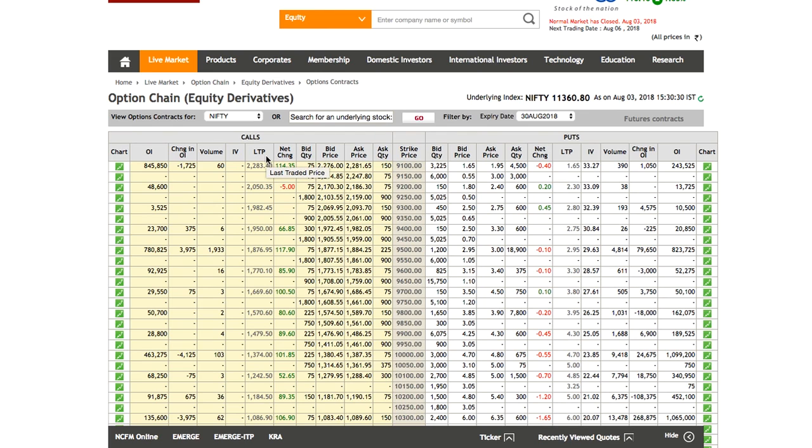LTP stands for last traded price. And this is the net change in the LTP, the day to day change of the LTP. And this is the bid quantity, the buyers of this call. What is the best quantity which has been bid? And this is the best bid price. And this is the best ask price. The ask price is the offer price from the seller, what the seller is asking, and what the buyer is willing to bid against that. And this is again the ask quantity by the seller, and it's identical on the put side.